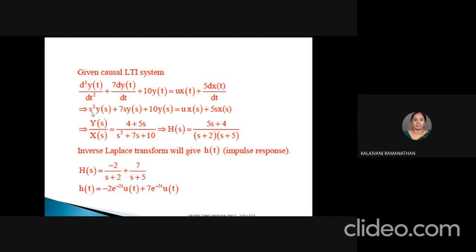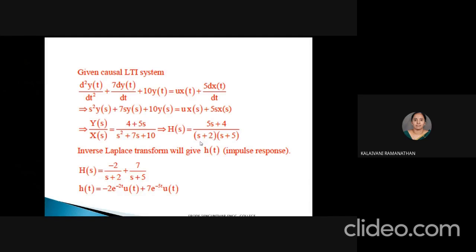So when you take common term as y of s, it becomes s square plus 7s plus 10 times y of s. So you have s square plus 7s plus 10 in the denominator, and then 4 plus 5s is kept in the numerator. So finally you get your h of s is equivalent to 5s plus 4 divided by s plus 2 into s plus 5.